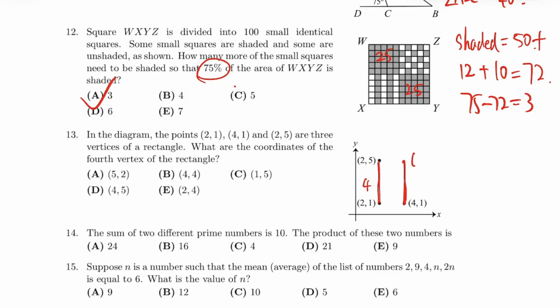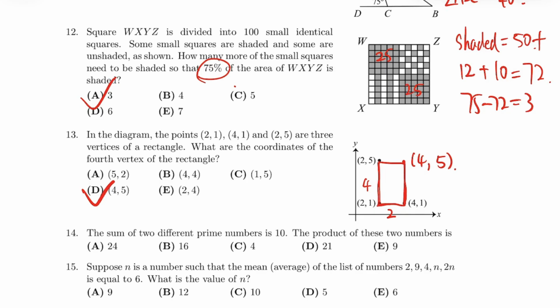And the y coordinate will be 1 plus 4, which is 5. And for the width, it's 4 minus 2, which is 2. Same thing, 2 plus 2, which is 4 for the x-axis. So the vertex, which will be D, is (4, 5).